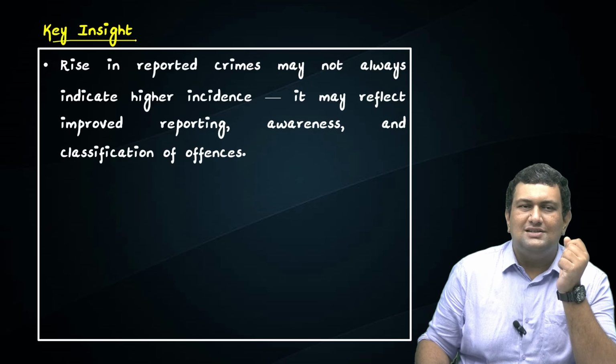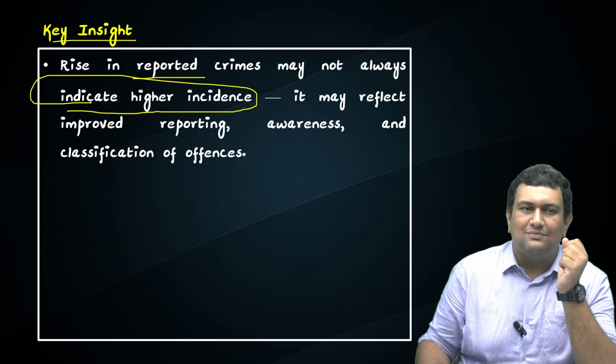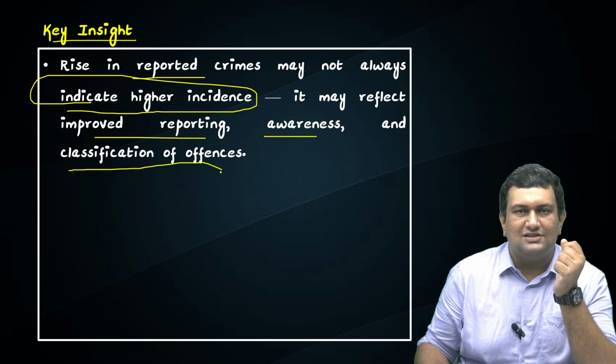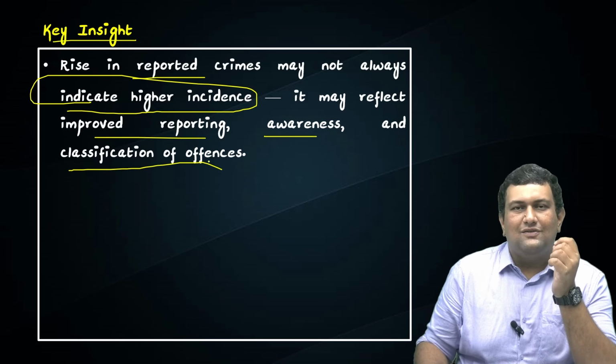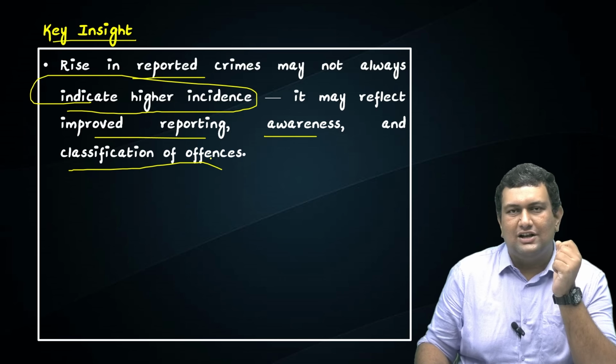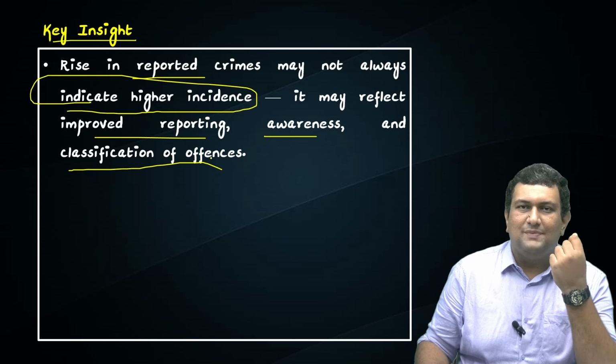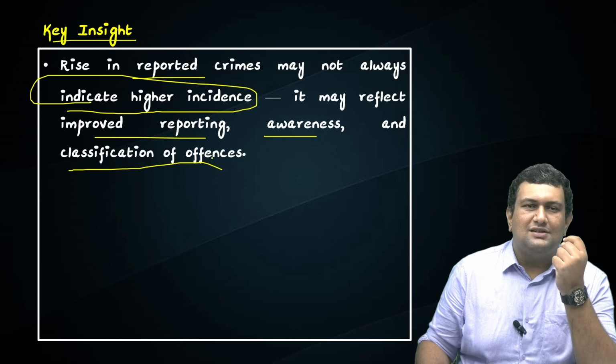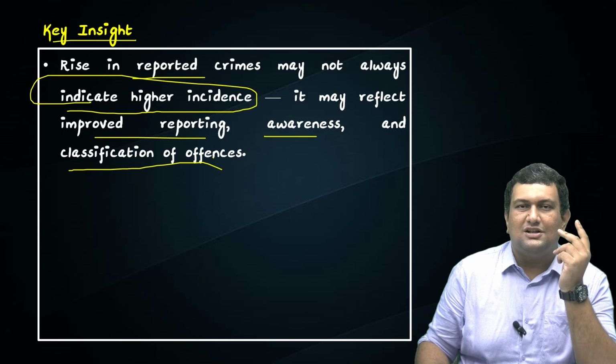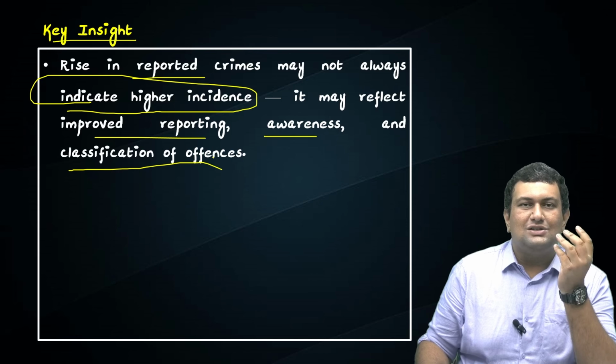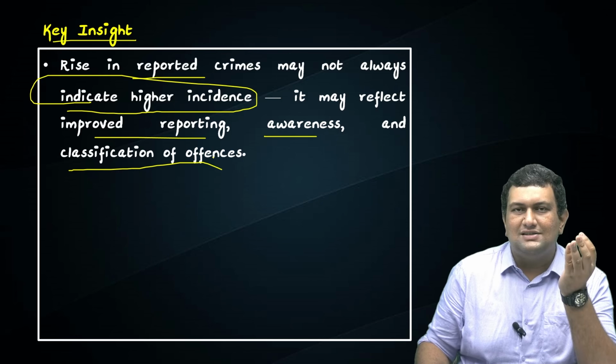So what is the key insight? First thing is, a rise in reported cases does not mean a higher incidence of crime. It may also reflect improved reporting, awareness, and classification of offences. So what are the key takeaways from this report? That is, both positives and negatives. The positive is there is better reporting, better transparency, better police accountability, and also increased people's awareness about these issues.